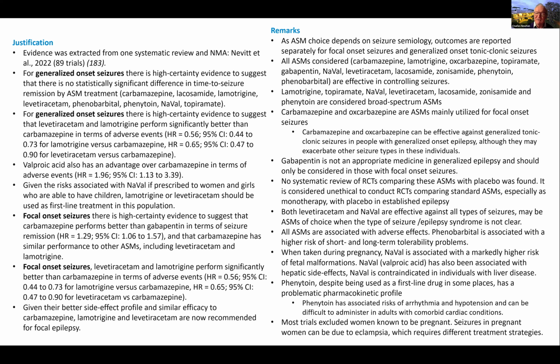The general remark is that the choice does depend upon the seizure semiology, and if you do have an EEG, that also sometimes helps in identifying focal onset seizures. There are a number of other drugs which can be considered as broad spectrum drugs, but these are generally not available in sub-Saharan Africa, particularly in the public domain.